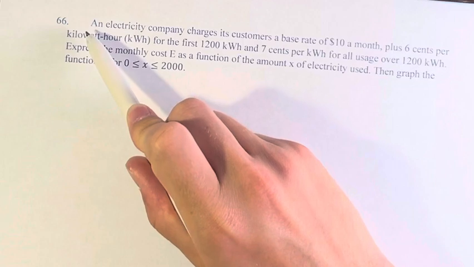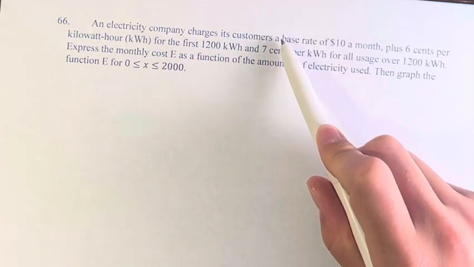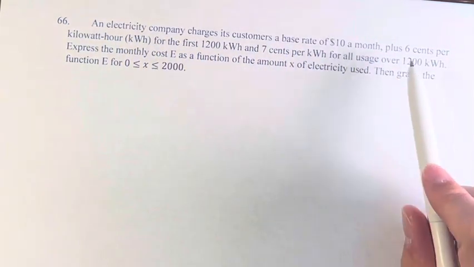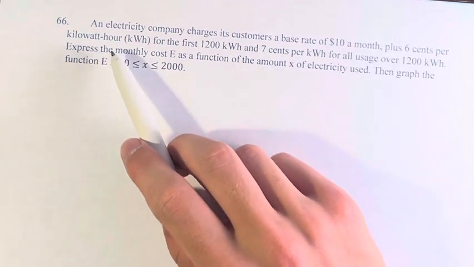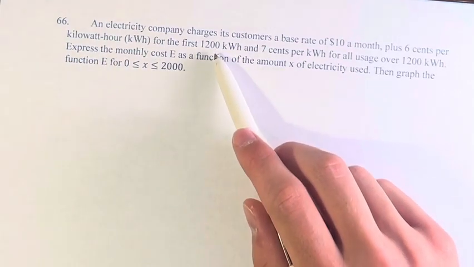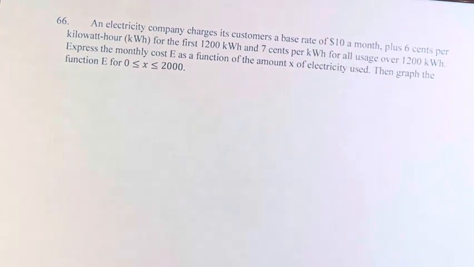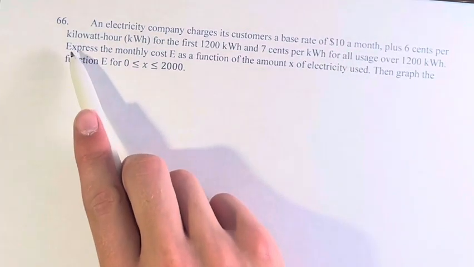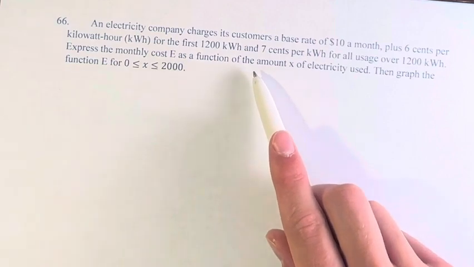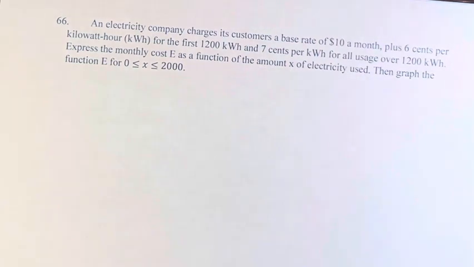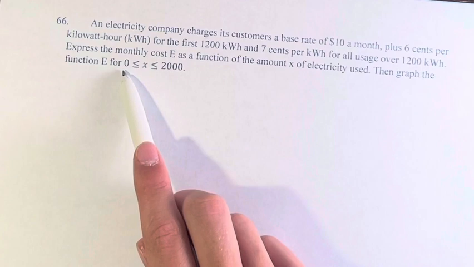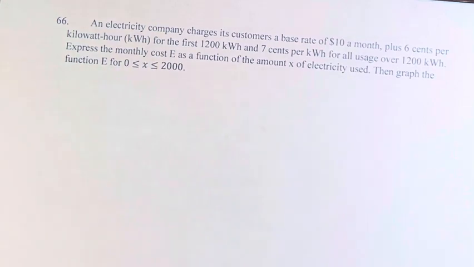In this problem, we're told an electricity company charges its customers a base rate of $10 per month, plus 6 cents per kilowatt hour for the first 1,200 kilowatt hours, and 7 cents per kilowatt hour for all usage over 1,200 kilowatt hours. We're asked to express the monthly cost E as a function of the amount X of electricity used, and to graph this function E for 0 ≤ X ≤ 2000.